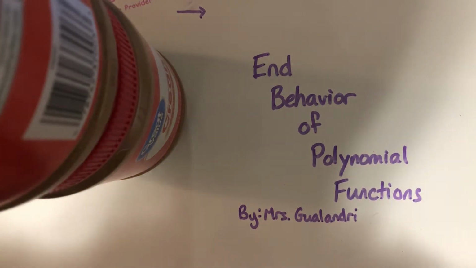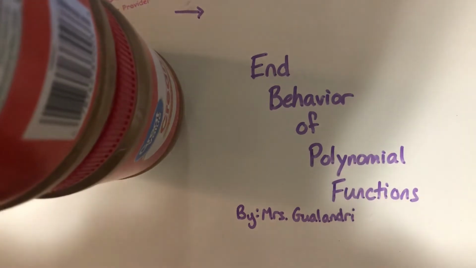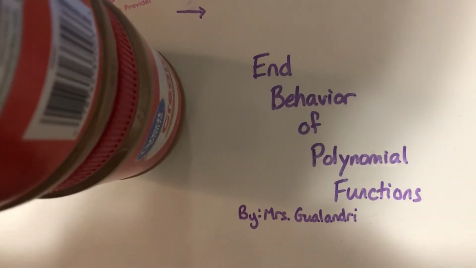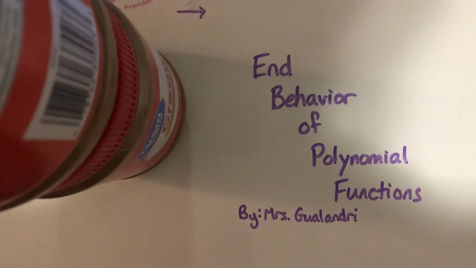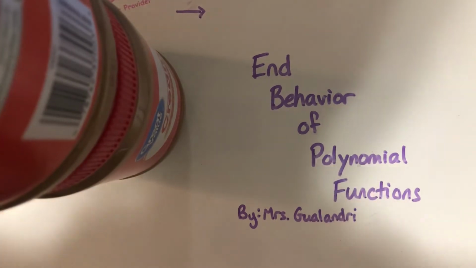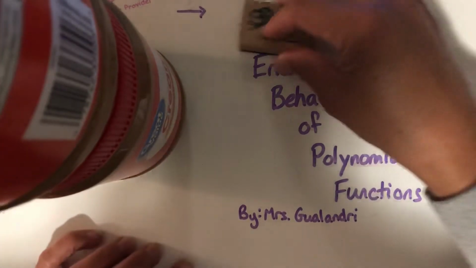What you want for today is your packet and your calculator, and you may use a little bit of scratch paper, but pretty much just your packet and your calculator. You will need that calculator today. So we are going to go over the end behavior of polynomial functions. In order to understand that, we've got some basic understanding that we need to get through.